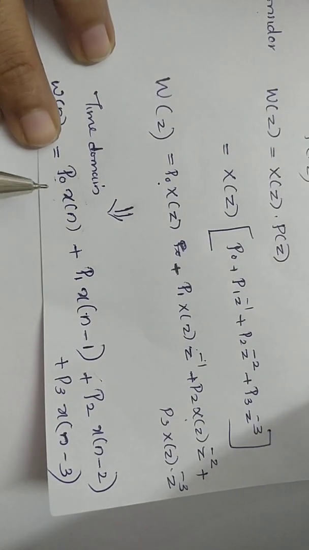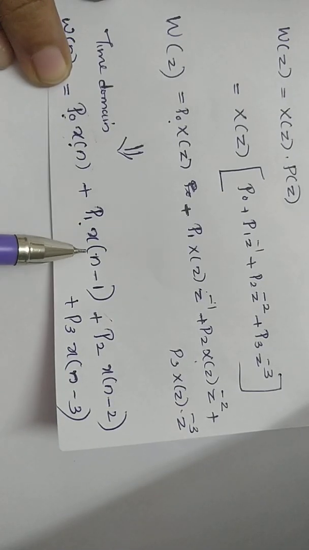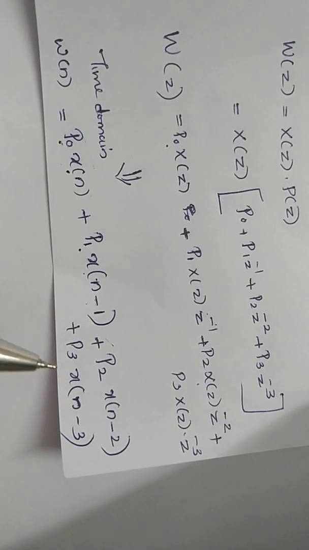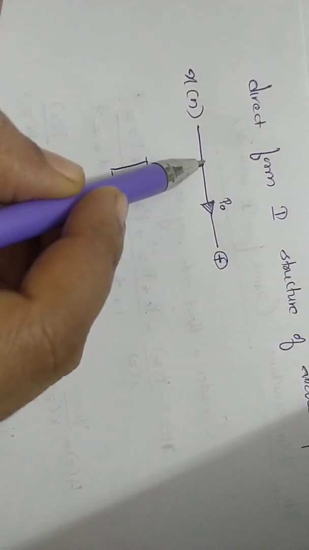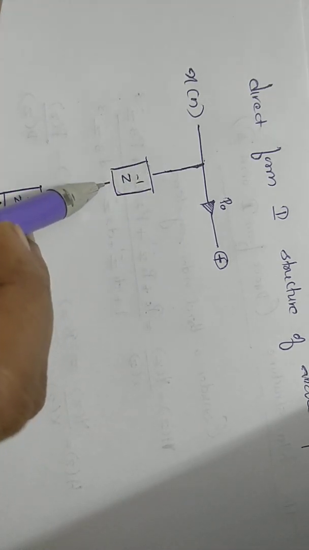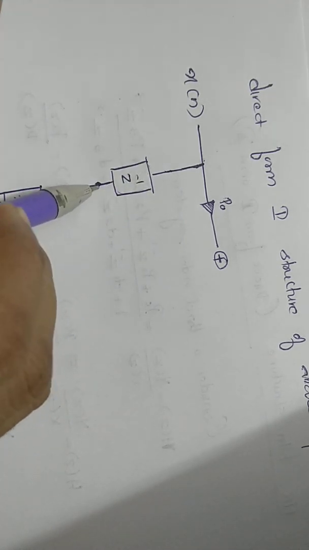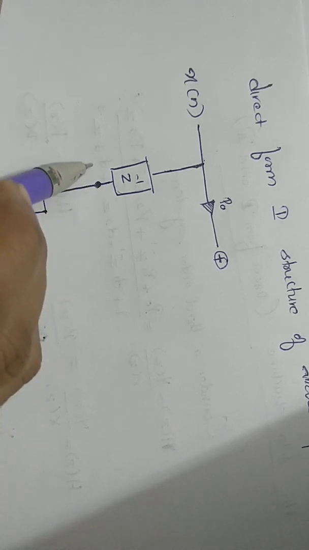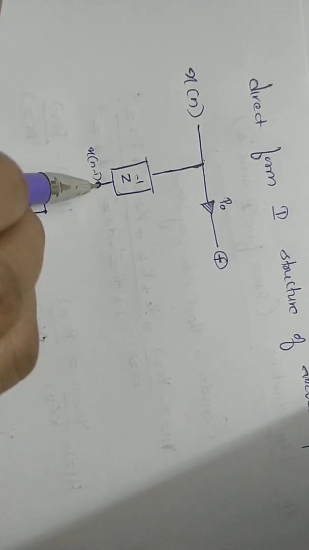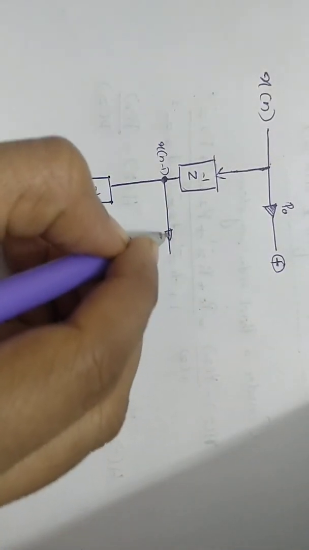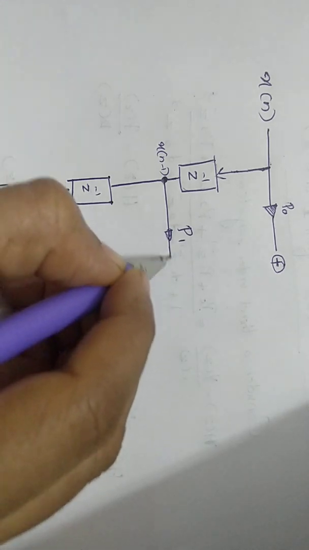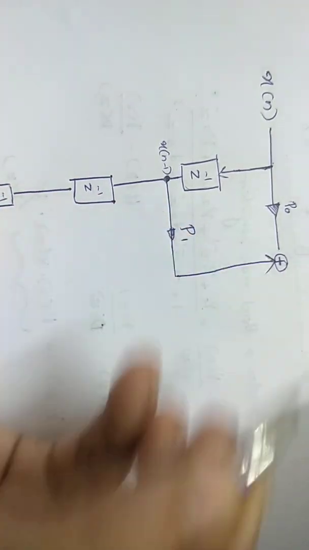What is the second term? First we draw the structure of this, that is p0 into x of n. Then next is p1 into x of n minus 1. X of n minus 1 means x of n passed through the delay term, so at this point it is x of n minus 1. This x of n minus 1 is multiplied by p1.